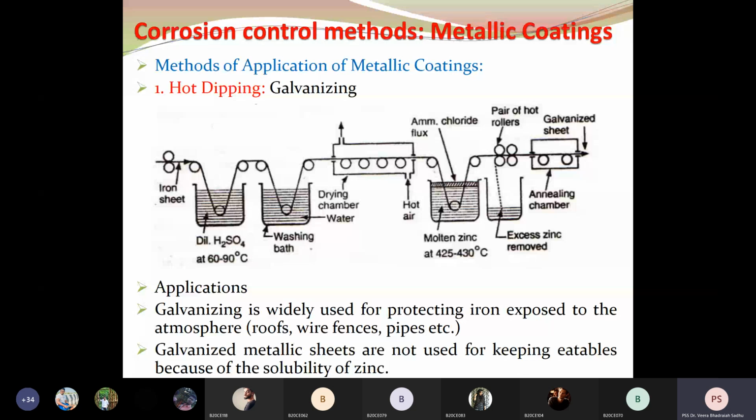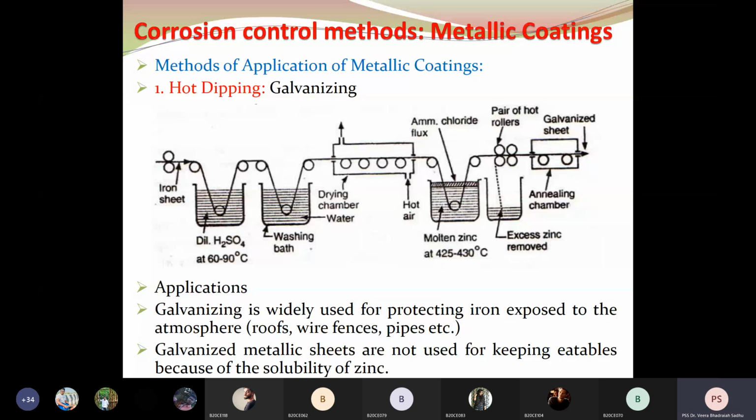So what are the applications? Galvanizing is widely used for protecting iron exposed to the atmosphere. These metallic sheets are not used for keeping eatables because of the solubility of zinc. Zinc is soluble in many other things, so for edible items you cannot use them.